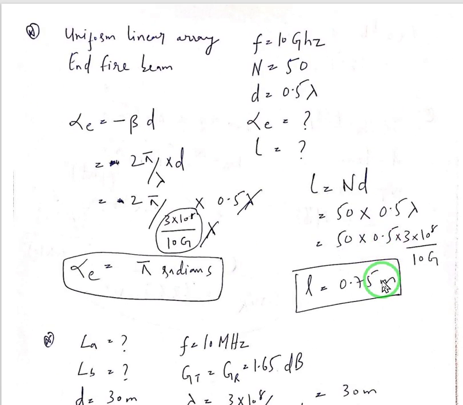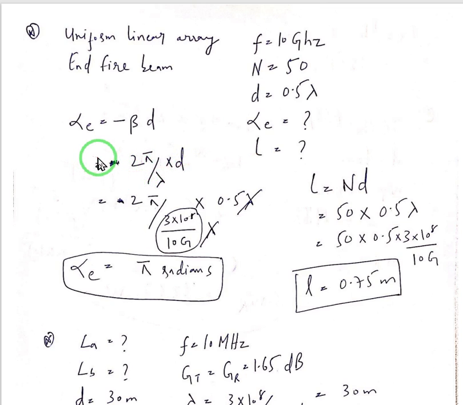Moving further, so we have a uniform linear array antenna which is producing the end fire beam, and the working frequency of the antenna is 10 gigahertz. Number of radiators is 50. Distance between the radiators is 0.5 lambda. We have to find the excitation phase and the length of the array.